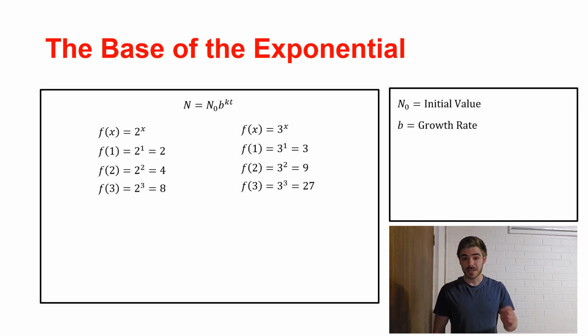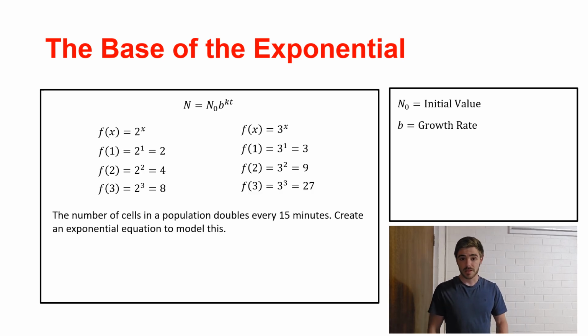In the context of extended response questions, you're going to pick your base to be equal to the growth rate of your scenario. In this example here, we're told that the number of cells in our sample is going to double every 15 minutes. The fact that it's doubling every fixed period means that our base is going to be 2. If we had said tripled instead, then our base would be 3.